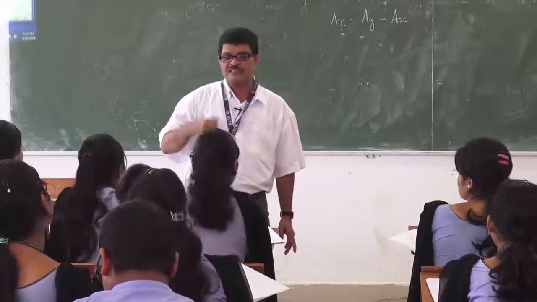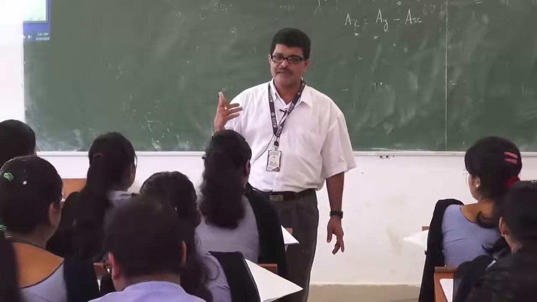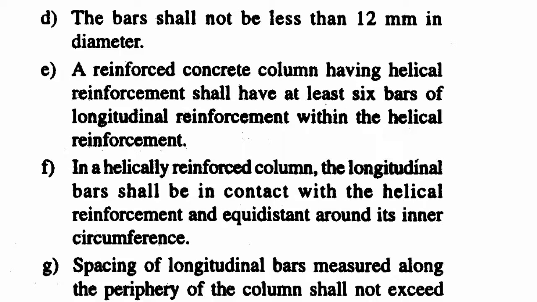If you are getting 4 bars, 5 bars in the design, but you have to provide minimum 6 bars. Okay, more than this is always accepted. Now next, what is the diameter of the bars?